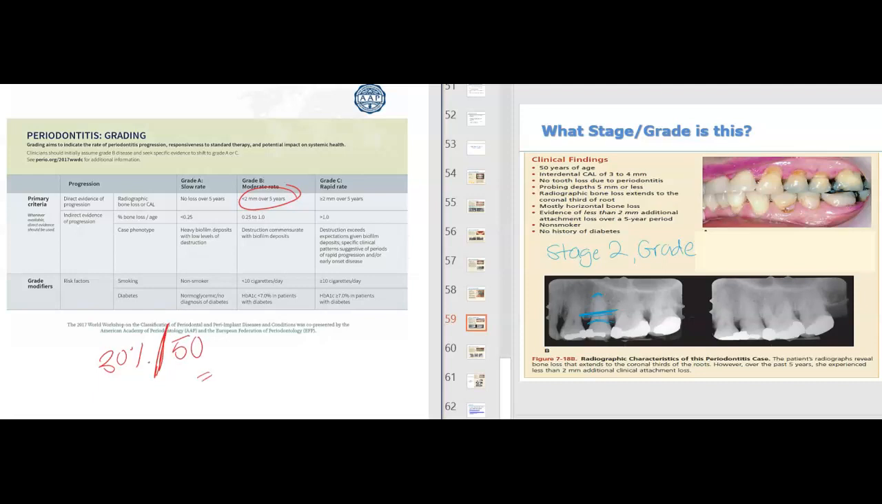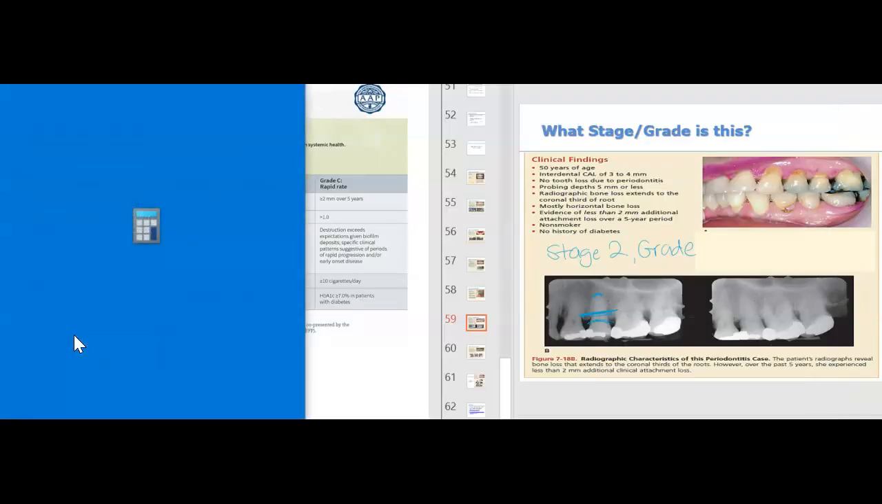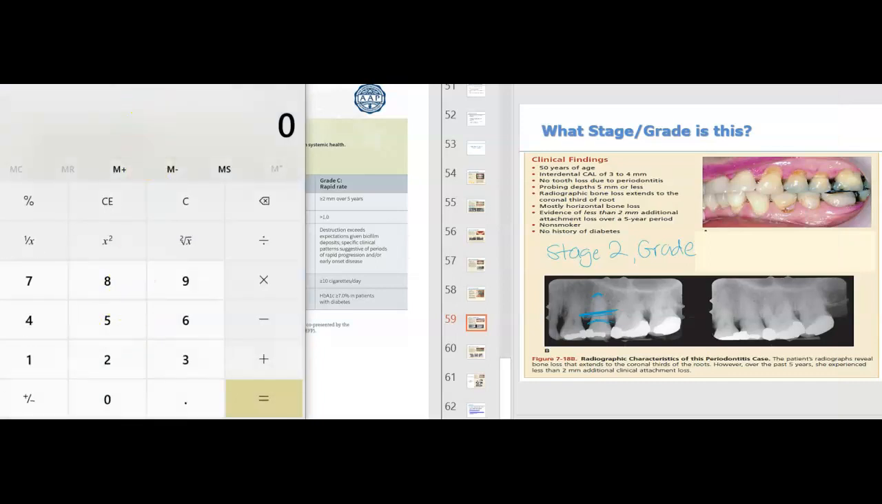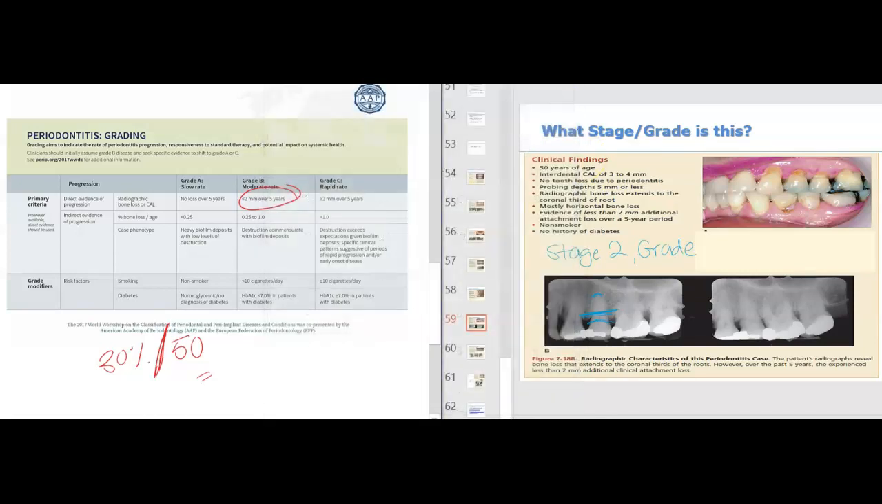When we calculate that, let's bring up the calculator again. I'm going to shift this over so we can see better. So 30 divided by 50, and when I do that, I get 0.6. Which category does 0.6 fall under? I would say right here, because it's between 0.25 and 1.0.